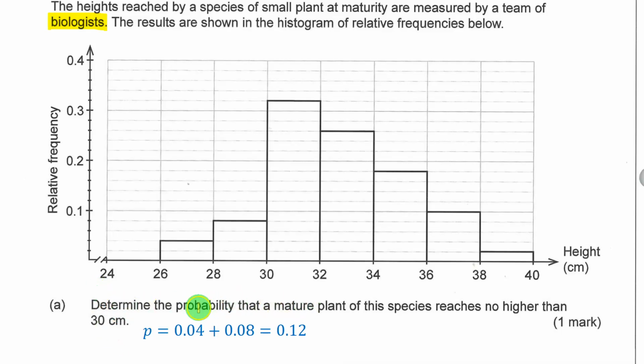We've got to work out the chance that a mature plant reaches no higher than 30. So let's have a look here. Basically we want the heights of these two histogram bars. The first one here is 0.04. The second one here looks like it's 0.08. We add them together and we've got 1 mark on the scoreboard.